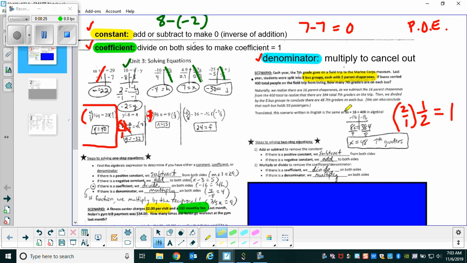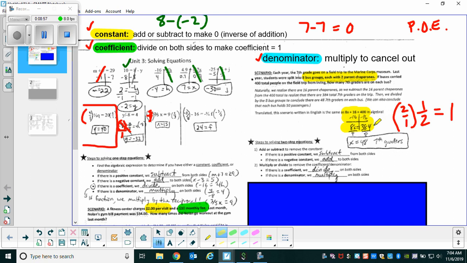So if we have 8 bus groups, here's the equation. You've got 8 bus groups. And if there's 8 bus groups, each with 2 parent chaperones, that means there's going to be 16 parent chaperones total, because there's 8 groups, each with 2 chaperones, so that's 16 chaperones. And there were 400 people total on the buses. So the first thing you're going to do when solving here is naturally you're going to get rid of the 16 parent chaperones and say, okay, so I've got 8 bus groups with how many kids we don't know. And that's going to be 384 total people because you got rid of the chaperones.